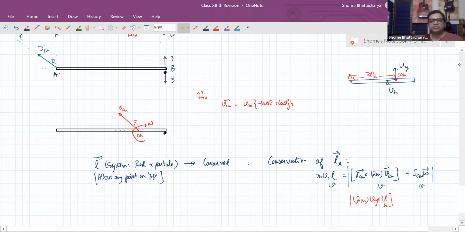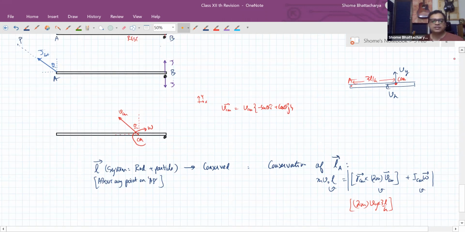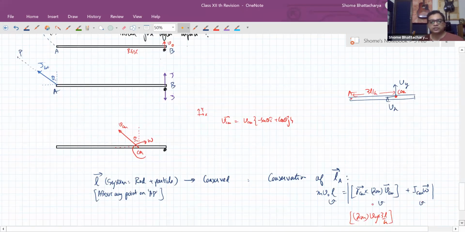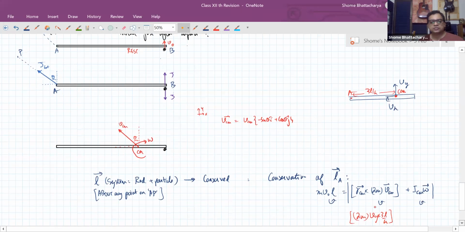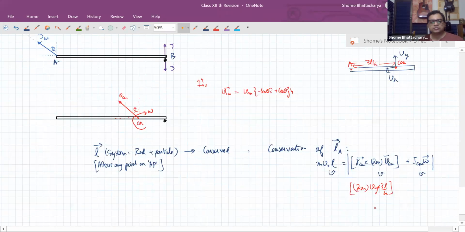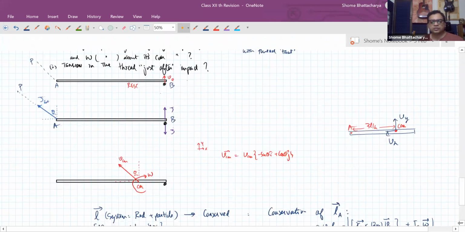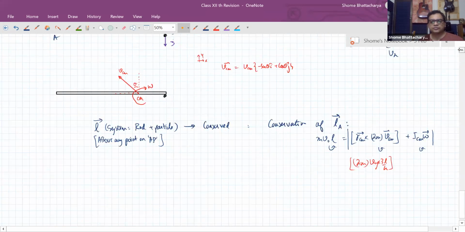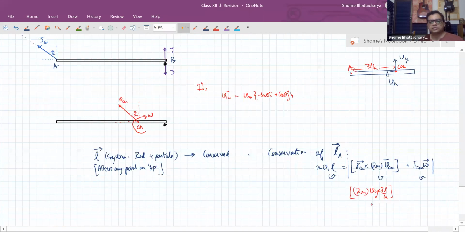Now we'll see a very interesting thing. This omega will come out to be negative, the one that I've drawn. But anyway, that doesn't matter just at the moment. I'm assuming that it's clockwise. So this R cross mV term will be anti-clockwise because V is like this. And in my diagram, I've taken this to be clockwise.